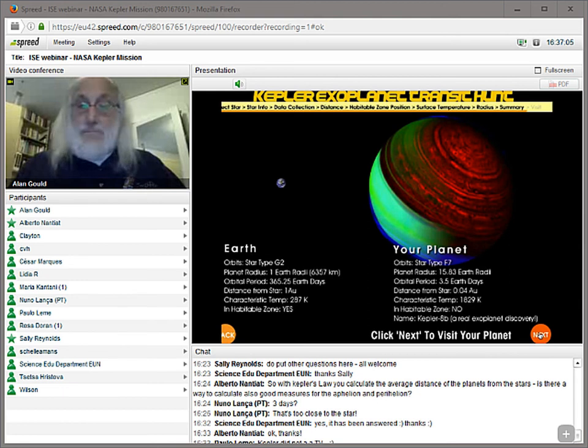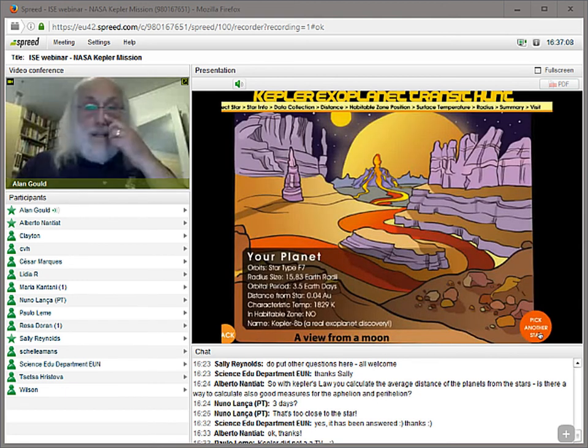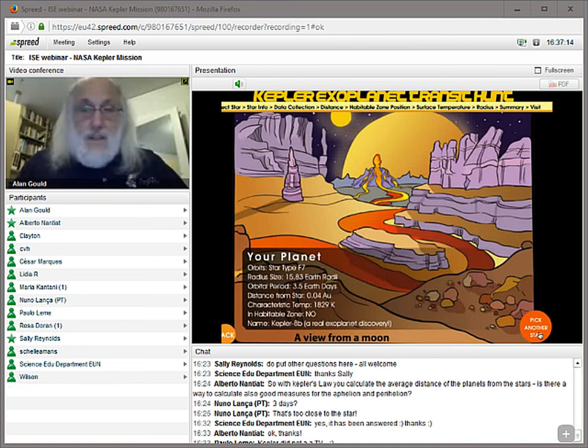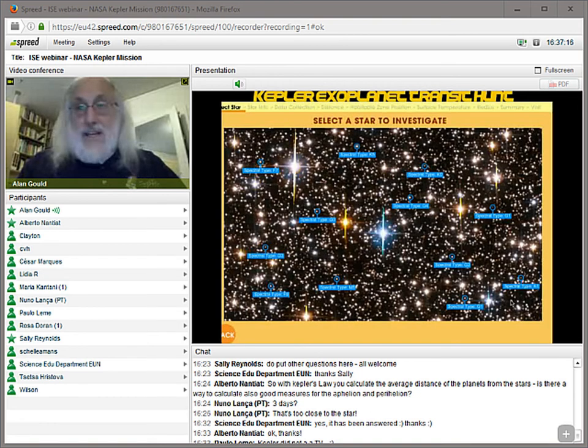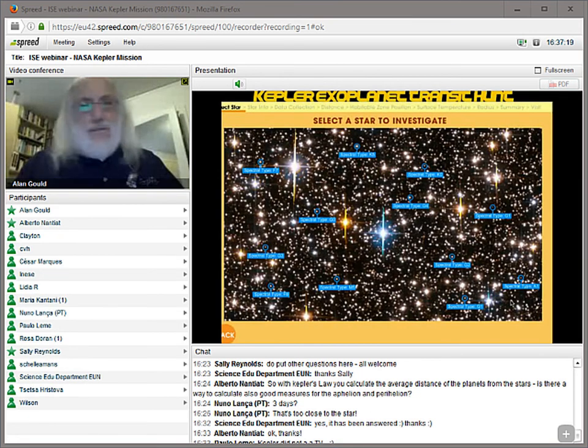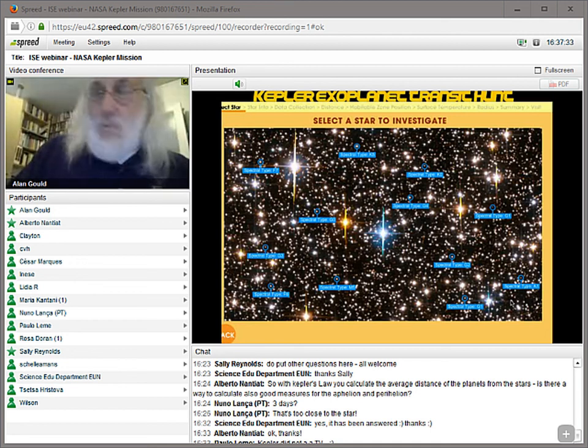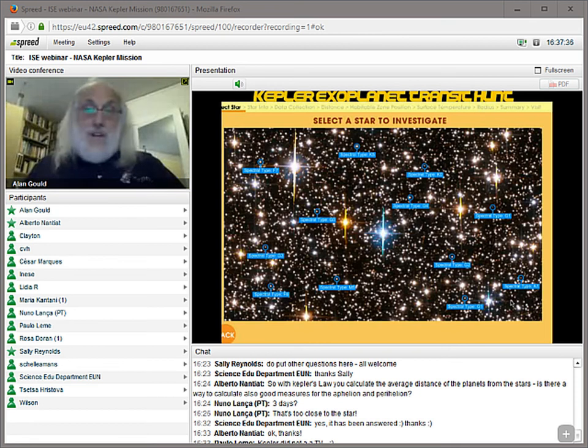And so here's a little summary of what your planet's like, and then the last slide is an artist's rendition of what that planet might look like. We don't have actual images of any planets, and then you can go back and pick another star to investigate. So that's a nice little interactive that steps students through the whole process of finding the average distance, the size, whether it's in the habitable zone, and what the temperature is. There's so much information that we can get about the planet just from observing the brightness drops of the stars. It's kind of amazing.